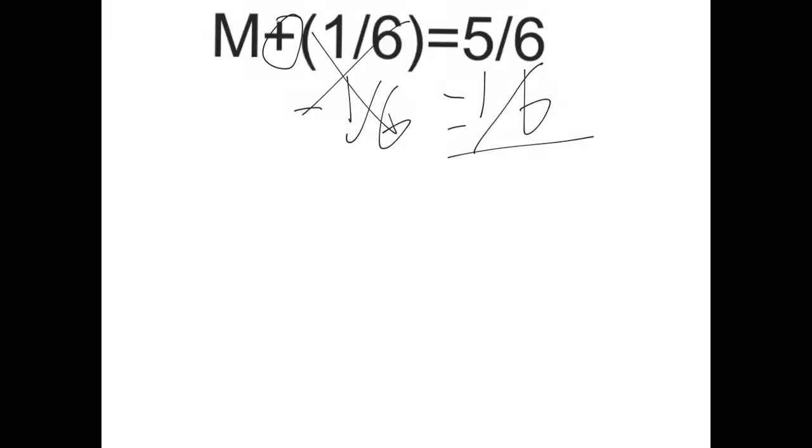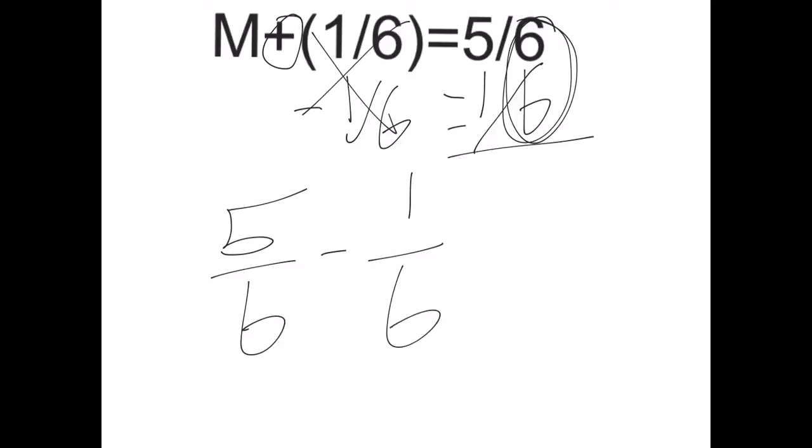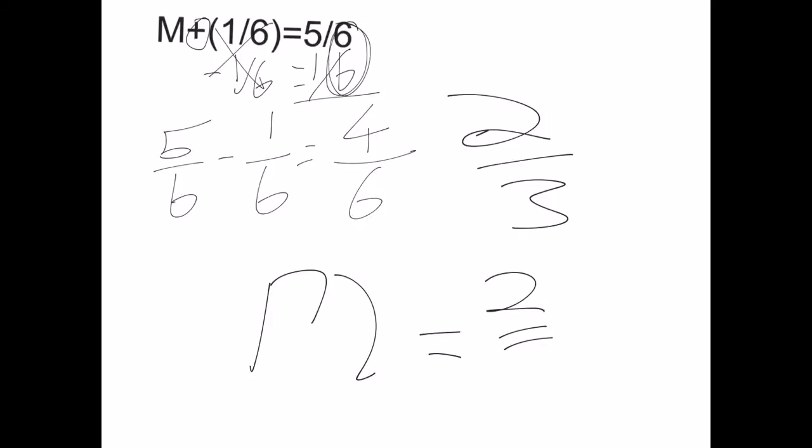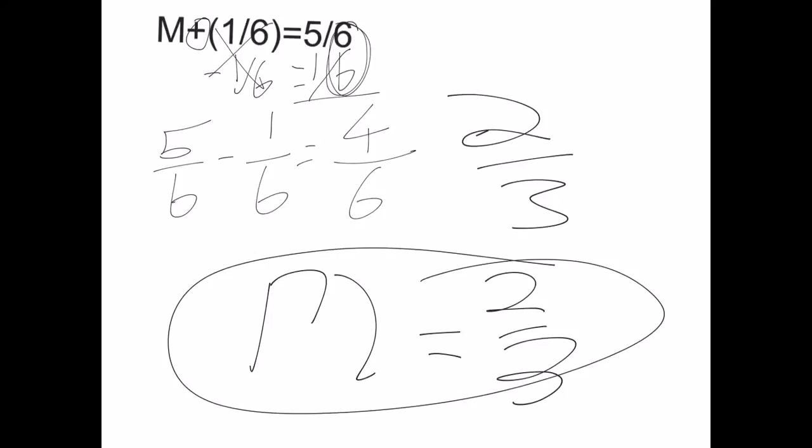This is quite easy only because 5/6 and 1/6 have the exact same denominator. So 5/6 subtracting 1/6 equals 4 over 6. Obviously, this isn't simplified, so we can easily just divide the numerator and the denominator by 2. 4 divided by 2 is 2. 6 divided by 2 is 3, leaving us with m equals 2 over 3. And that is your answer.